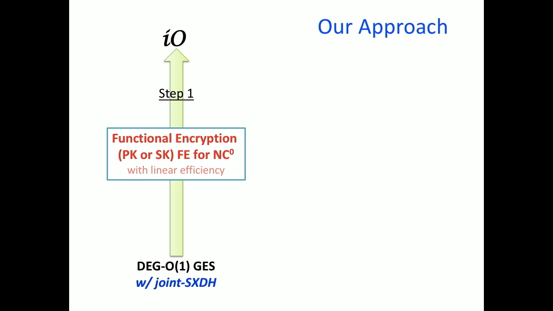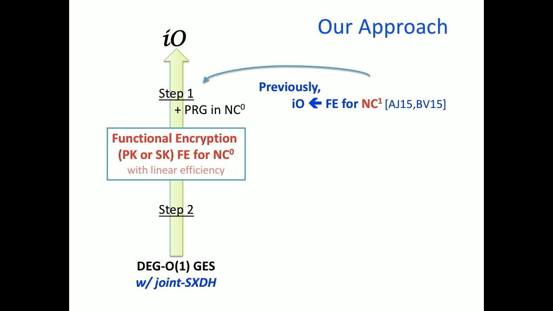For the purpose of this talk, I'm basically going to gloss over the efficiency issue. This is the step where we use this additional assumption of the PRG in NC0. And then in the second step, we'll use the graded encoding to construct such a functional encryption. The first step, compared with what we could previously do, is incomparable: previously we could only bootstrap iO from FE for NC1, however, it did not need this additional assumption of PRG in NC0.